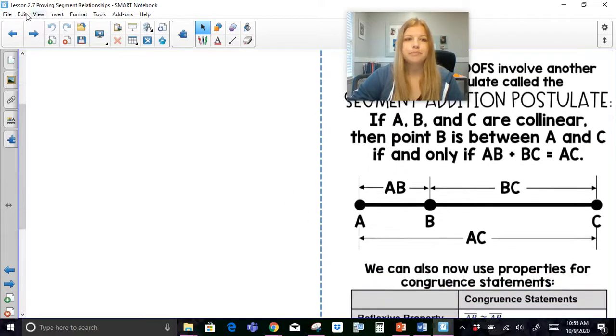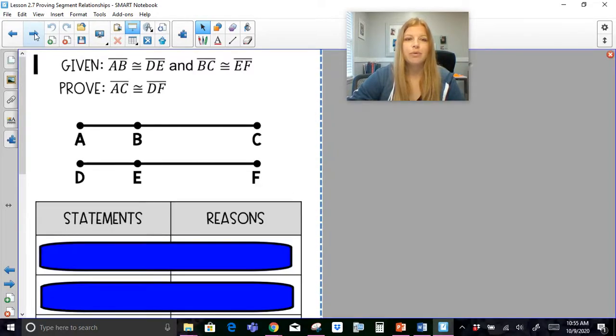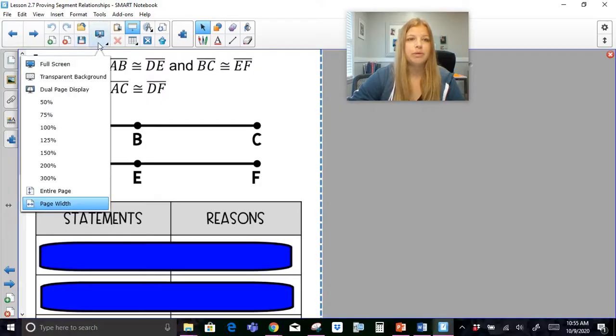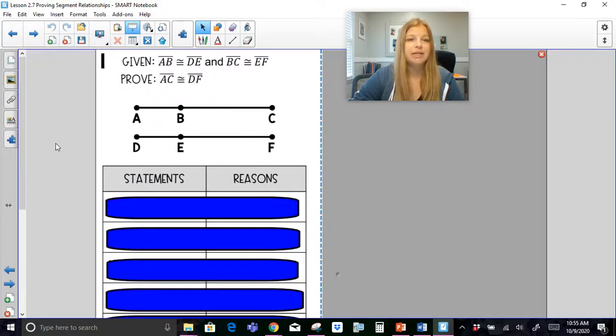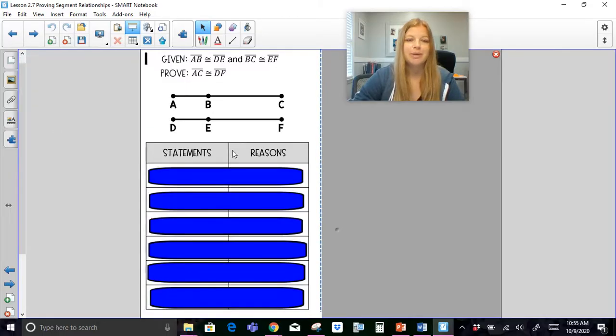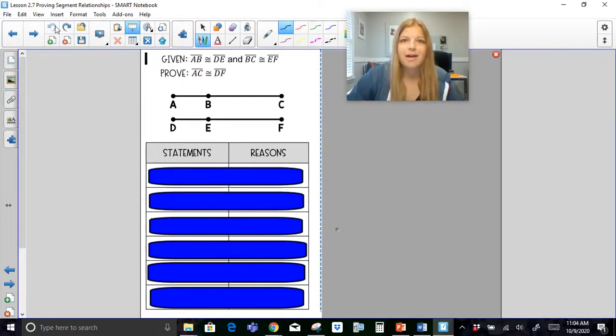Okay. So we have quite a few proofs we are going to go through. Let me just get my screen ready to go. I have to zoom out quite a bit. All right. Okay, everyone, let's take a look at our first proof.